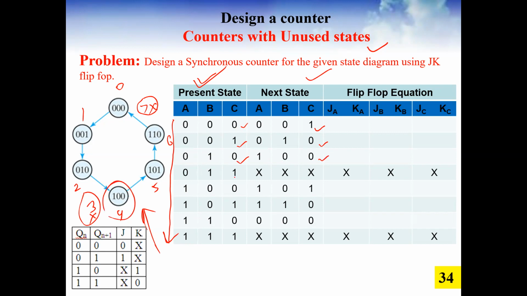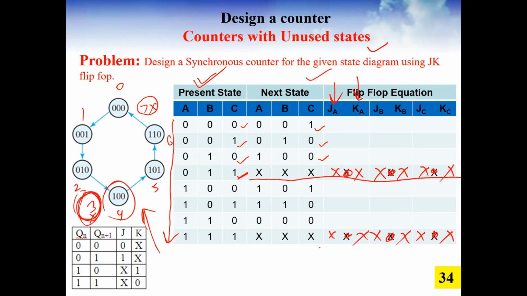Now next, 0 1 1. This present state is not available in your state diagram. We can see this is the missed one. So for that, you can simply fill don't cares in the complete row. Here actually there will be two don't cares because of the JK inputs. Same for this one, twice. Same for this one, twice. We are just writing one time, but it is actually twice for both inputs. It should be like that. Okay, so now just complete it this way.